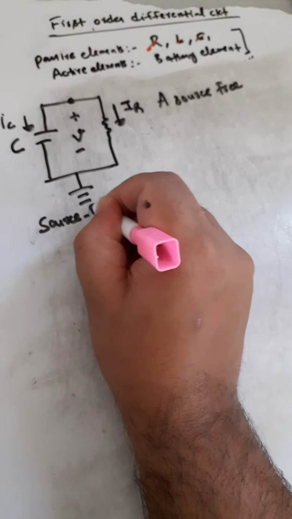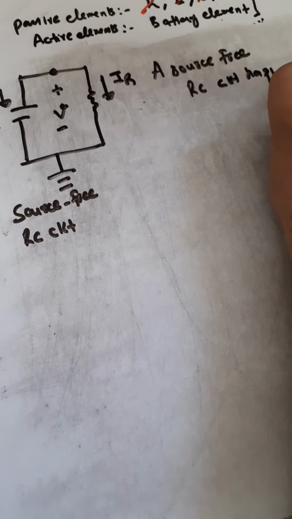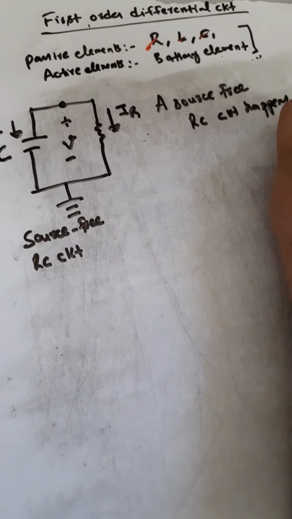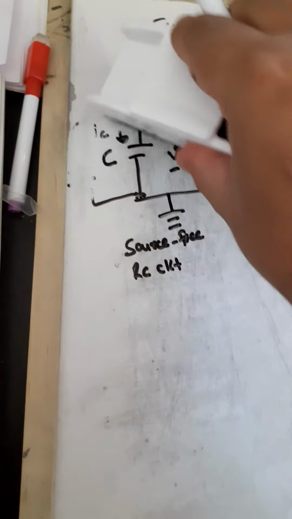This source free RC circuit happens when a DC source is suddenly disconnected. Suddenly disconnected means what? There was some battery over here, and it was charging this circuit, and after 5, 10, 15 minutes we have suddenly disconnected this battery, we have suddenly removed this battery. Now the capacitor is charged to some extent, but we have suddenly removed the source.